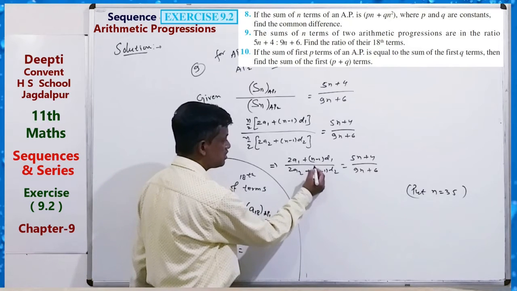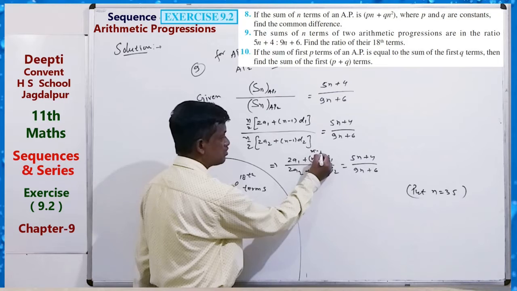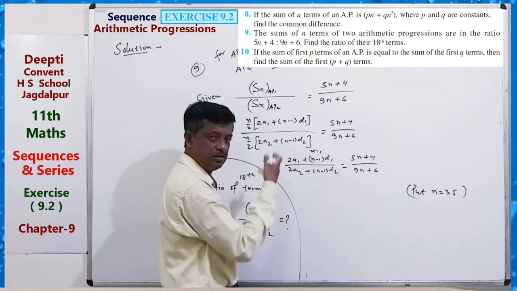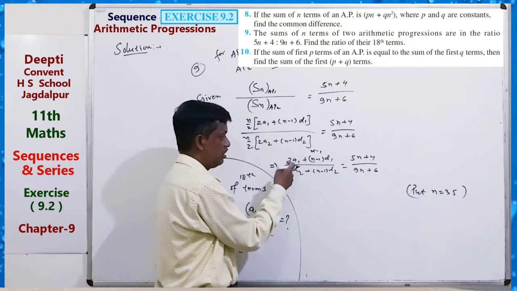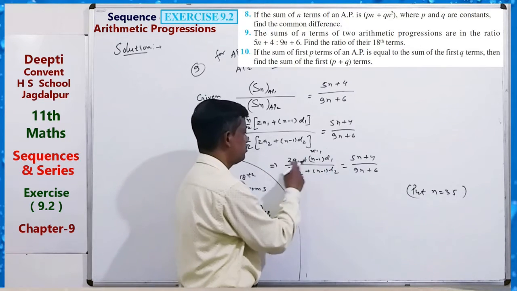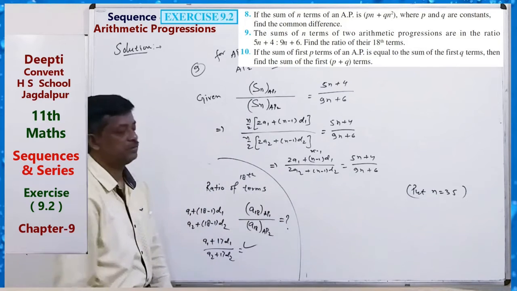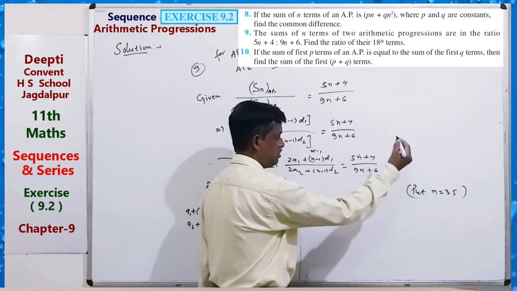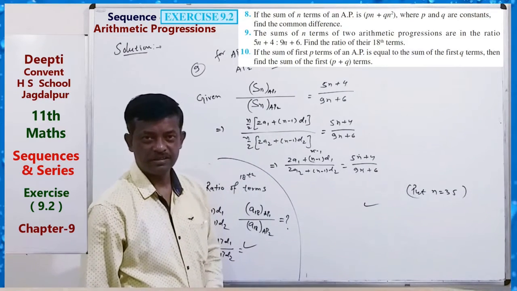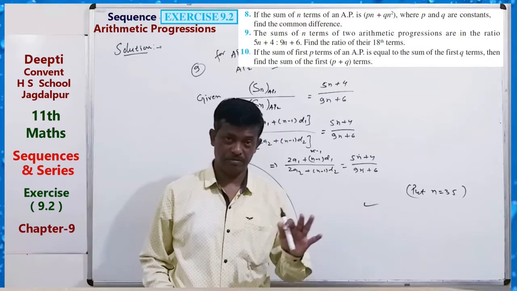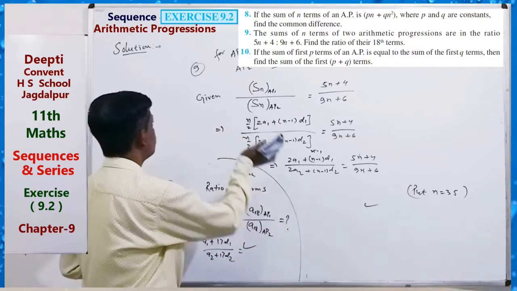35 minus 1 is 34. 2 can be taken common, so the 2 cancels in numerator and denominator, and we get A1 plus 17 D1, since 35 minus 1 is 34, half is 17. Just put n equals 35 here, and you can get the answer. So this is the technique. Just use it and solve it. Very, very important questions.